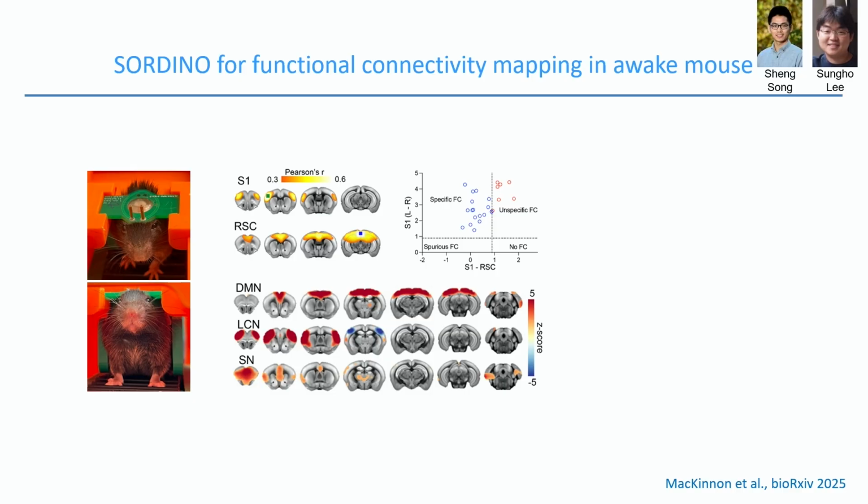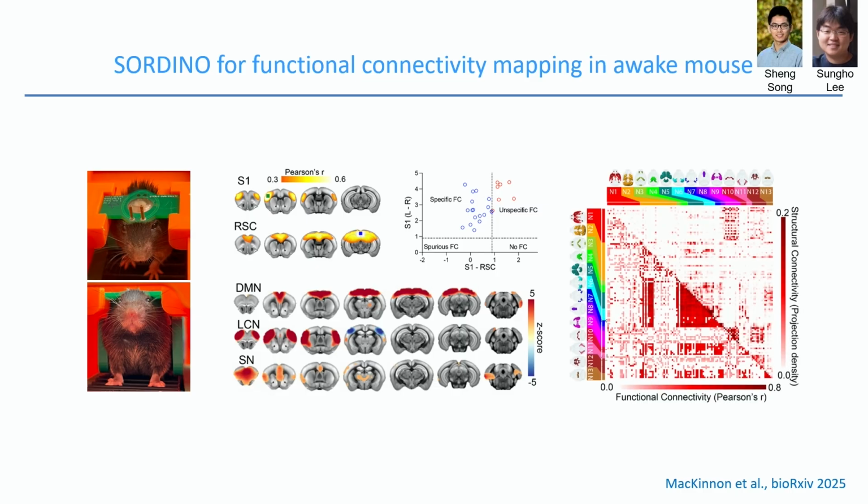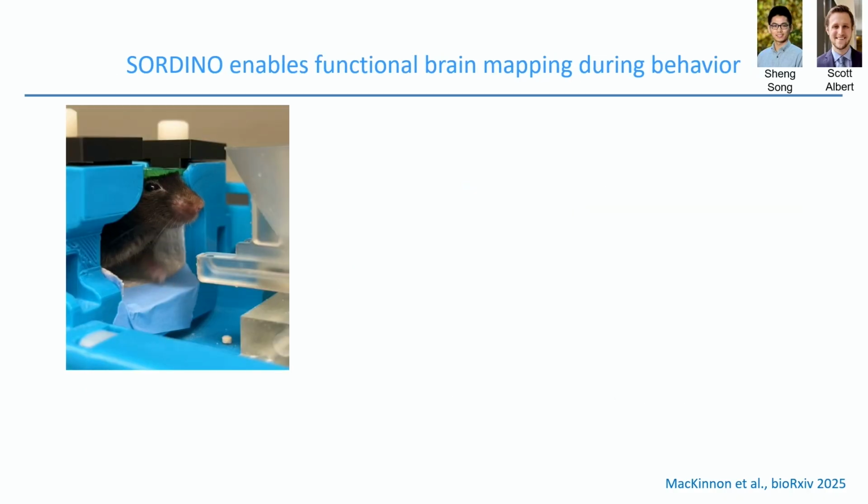You can also port your data to the standard Allen Brain atlas. On the upper right, this was the work by my colleague Sun-Ho Lee here. These were structural connectivity ground truths that you pull from the Allen Brain Atlas. You can use the same ROI to pull functional connectivity from our SORDINO scans in awake animals. And I think we're also taking one step further toward mapping brain activity during active behavior.